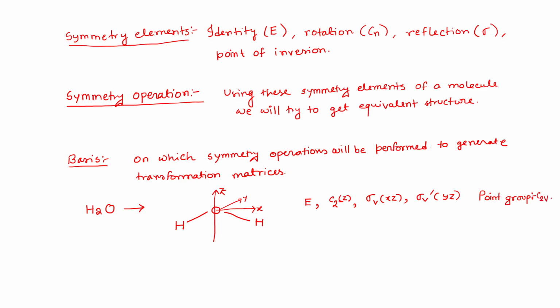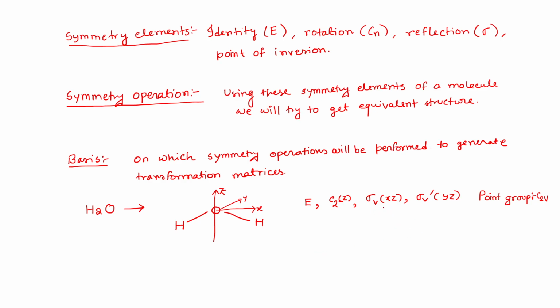Why have I written this as sigma V and this as sigma V dash? Because both are vertical symmetry plane elements. One thing to observe is that these vertical planes will always have the z axis in them, or you can say this rotational symmetry element will be on these planes. That is why these are called vertical planes.